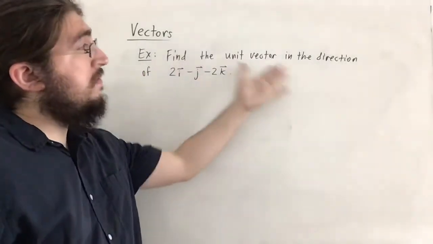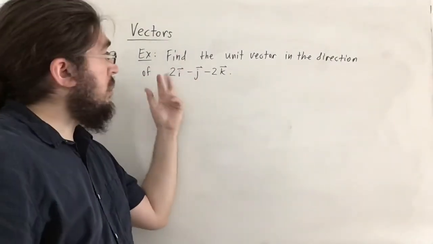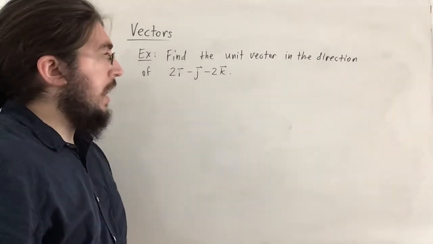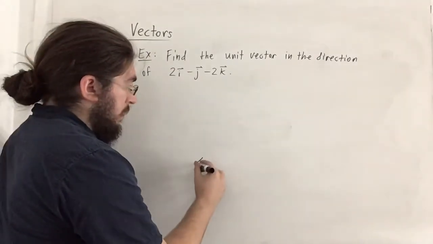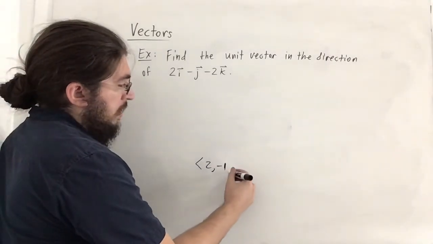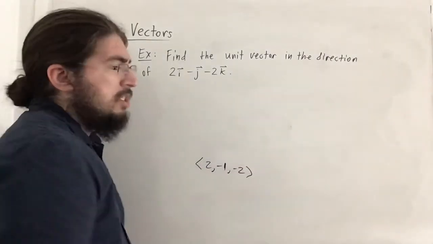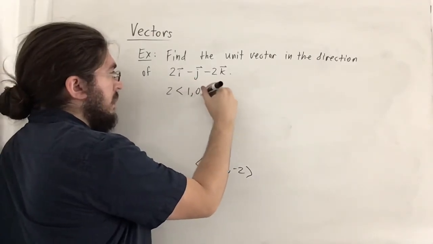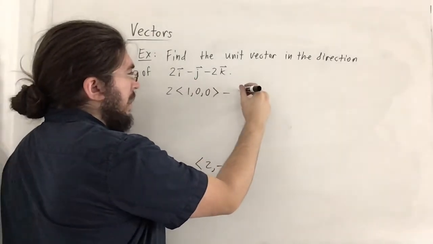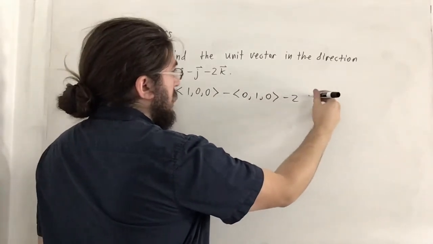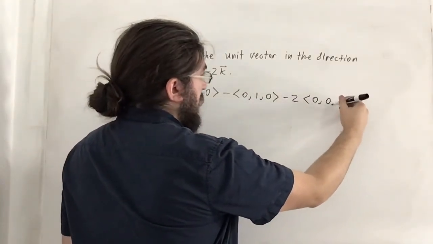We want to find the unit vector in the direction of this vector, 2i minus j minus 2k. I almost kind of spoiled it, but really we know this is the same as the vector 2, negative 1, negative 2. But again, just to show that, let me write it out, unlike I did in the previous example. I mean, I kind of did, but I didn't show the full detail, that is.